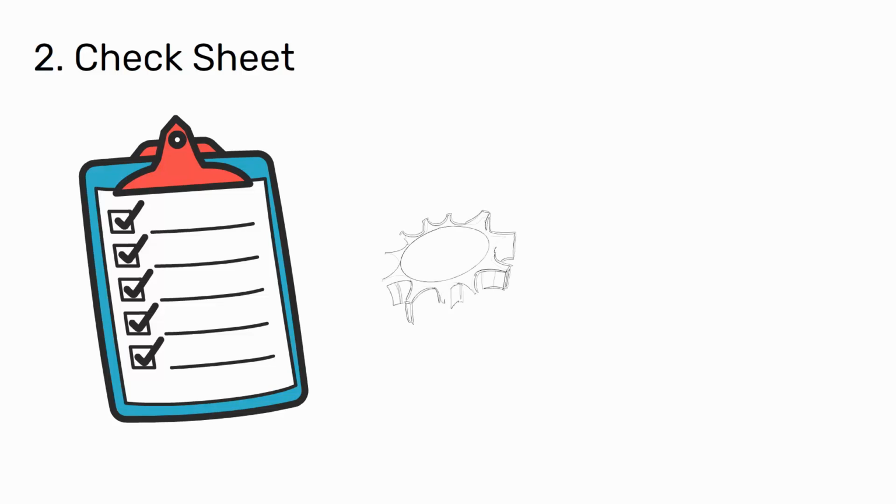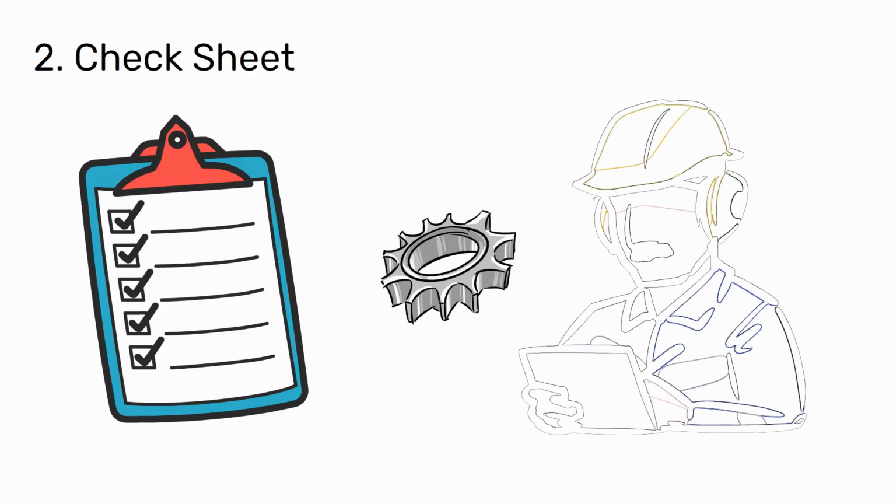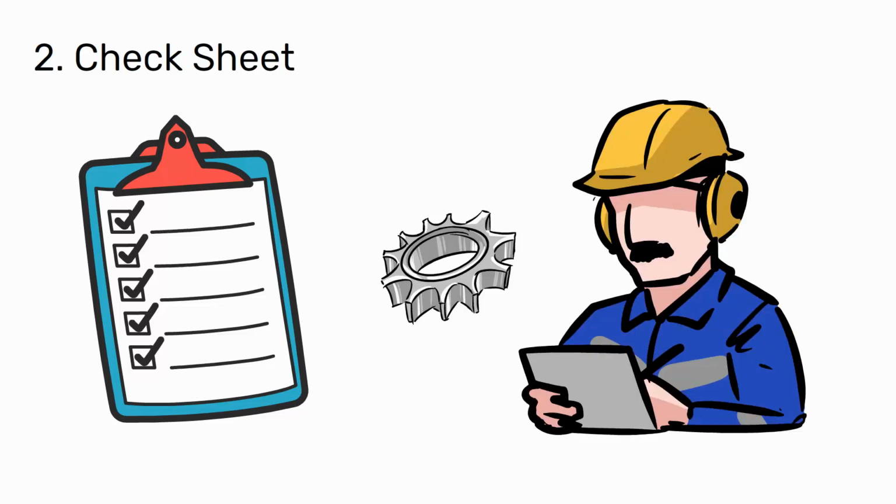A check sheet is a sheet of paper where you can organize and arrange things so they can be checked off. They are used for quality control and to assure consistency. For example, if you have a checklist for gear quality control, you can go through the checklist and make sure that everything has been done.